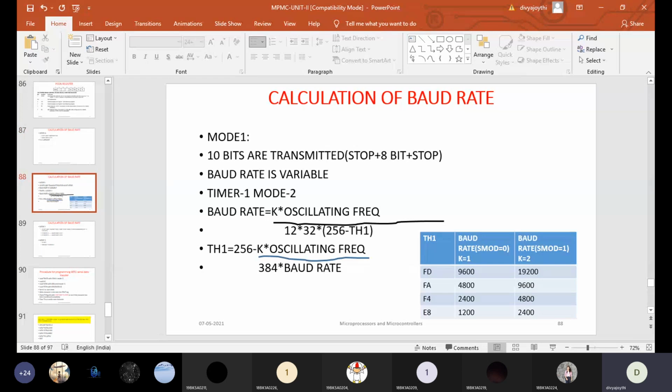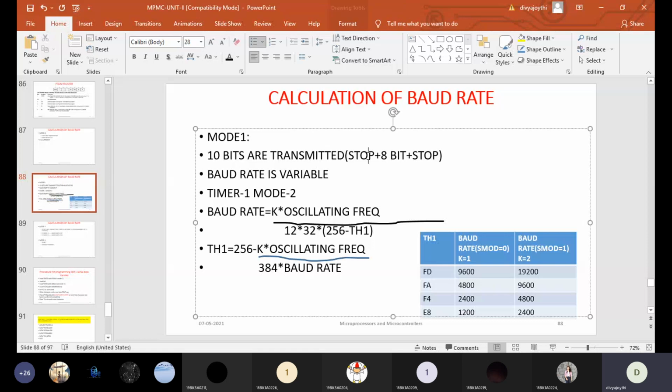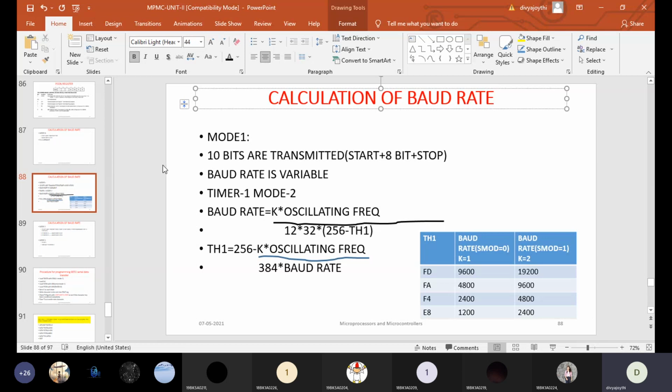And if we move on to mode 1, in mode 1, 10 bits are being transmitted. Out of the 10 bits, 8 bits will be the original data, and the remaining 2 bits are one start bit and one stop bit. So in total, 10 bits of data are transmitted in this mode 1. And here the baud rate is variable. Yes, of course, in mode 1 the baud rate is variable.